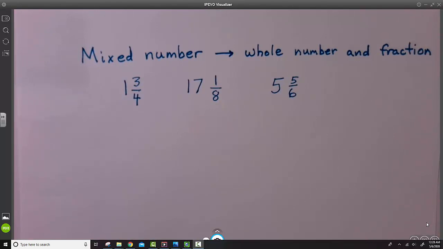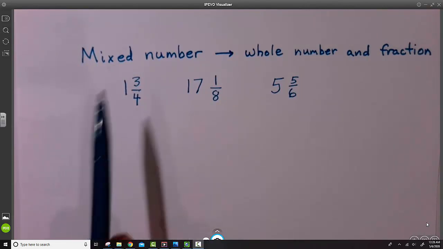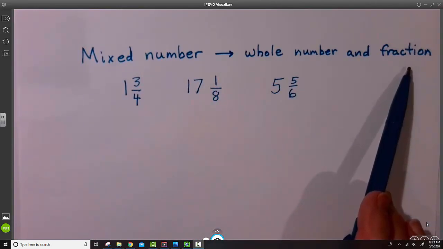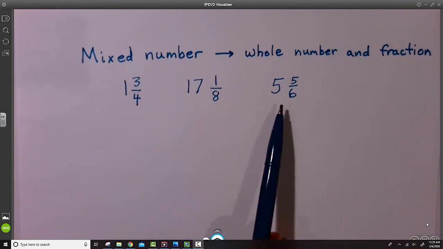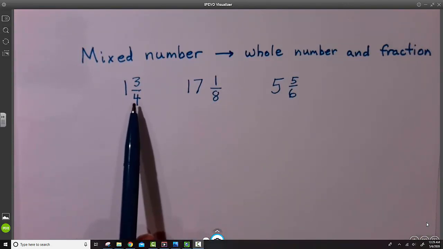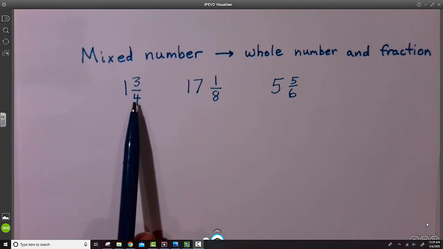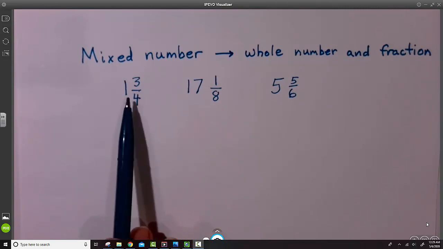Today's lesson is locating numbers on a number line. But before we can continue with this lesson, we first have to review what a mixed number is. We've studied mixed numbers throughout the school year. But to review, a mixed number is a whole number and a fraction. Some examples below include 1 3/4. The whole number is 1, and the fractional part of the number is 3/4. The mixed number is 1 3/4.